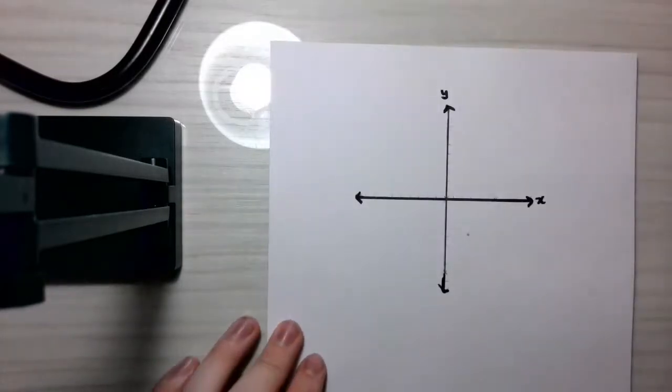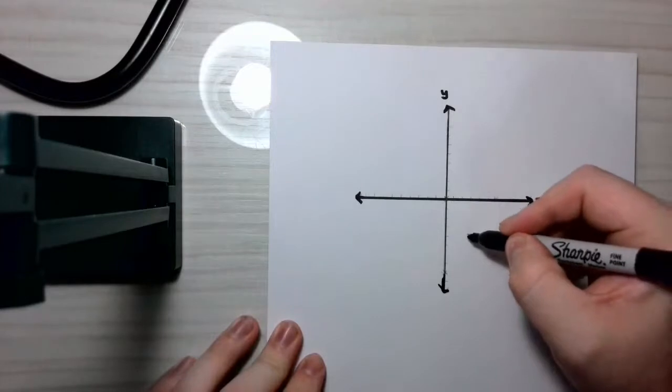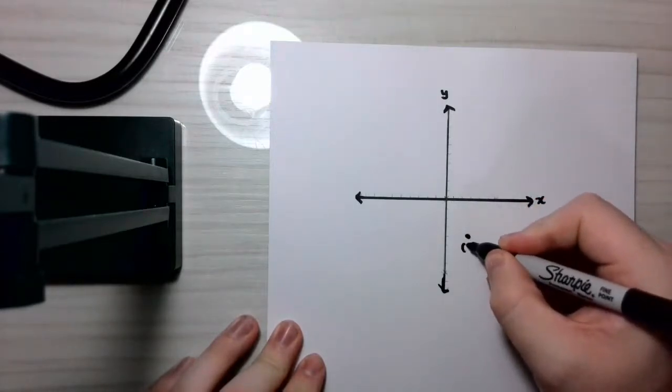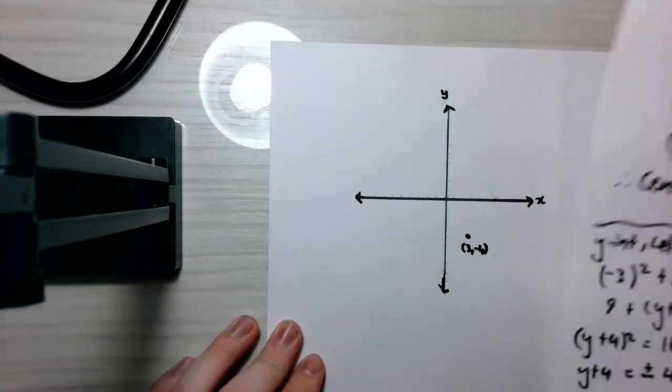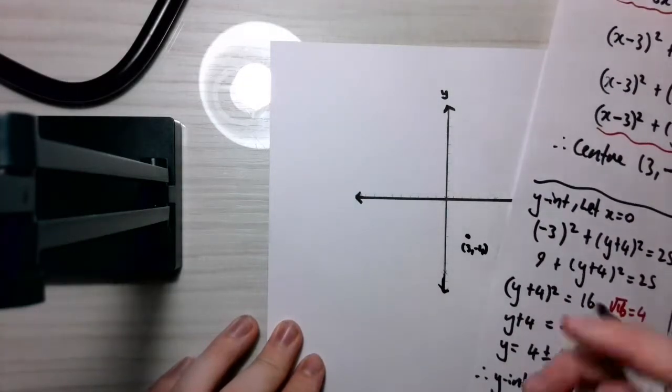Okay, so if we're to put this on a graph, we're going to go across 3 and down 4. So we're here at the centre of 3, minus 4. We also know that it's going to cross the y-axis at 0.